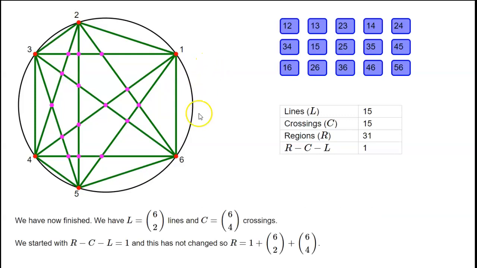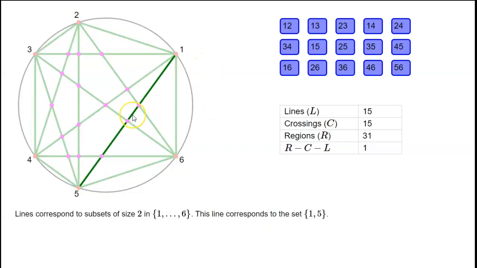And what about the lines? Well, the lines are actually easier. I mean, a line is just determined by its 2 endpoints, right? You choose any 2 of our n points around the circle, 6 points in this case, and that gives you a line. So the number of lines is 6 choose 2.